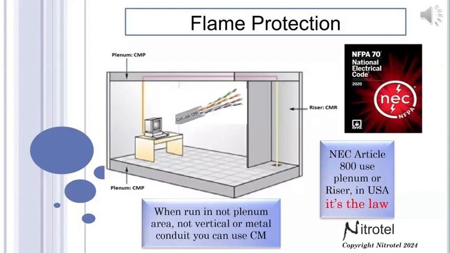The requirements of the National Electrical Code, or NEC, apply to structured cabling within a building, specifically Article 800. And it requires the use of plenum or riser cable, depending upon the application. When it's not run in the plenum area and not vertical or in metal conduit, then you can use standard general purpose cable, or CM cable.